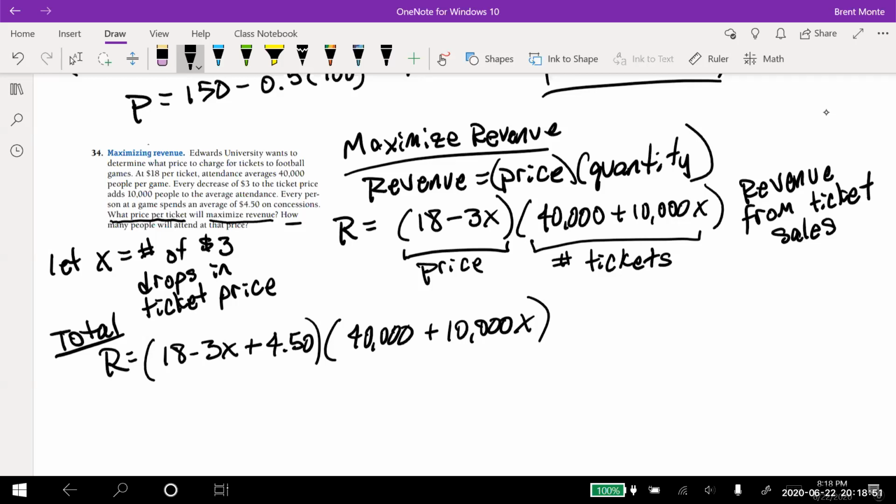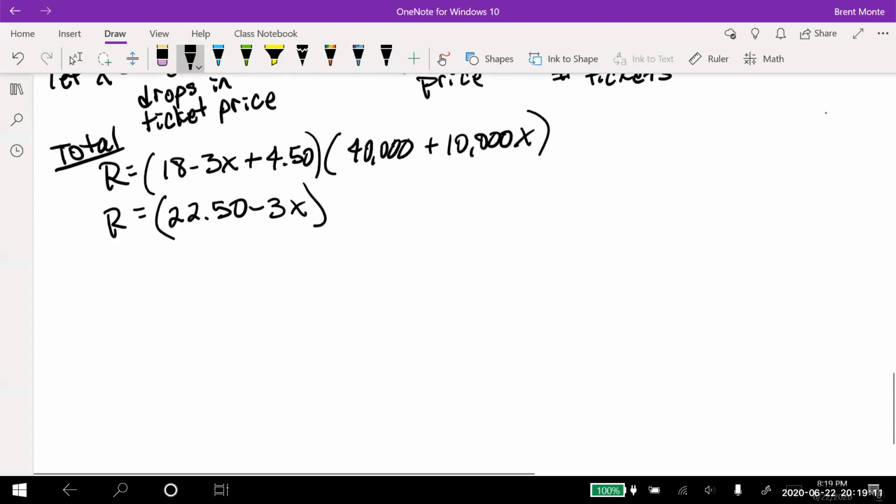So if I do it this way, the first parentheses is everything that they spend. Well, the 18 plus the 4.50, I can combine those. What's that, 22.50? So on average, everybody's going to spend 22.50 minus 3 times however many times we drop the ticket price by $3. So that's how much revenue is coming in per person. The quantity of people is the 40,000 plus 10,000x.